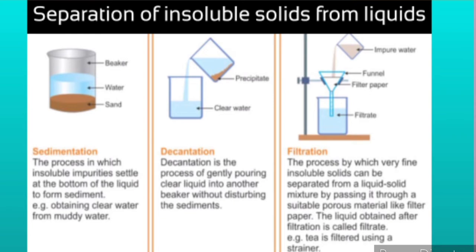Next we come to the separation of insoluble solids from liquids. The 3 methods which are there are sedimentation, decantation and filtration. Now sedimentation is what? The process in which insoluble impurities settle at the bottom of the liquid to form a sediment. This process is known as sedimentation. For example, settlement in muddy water, that is, the mud will settle down at the base and the clear water comes on top.